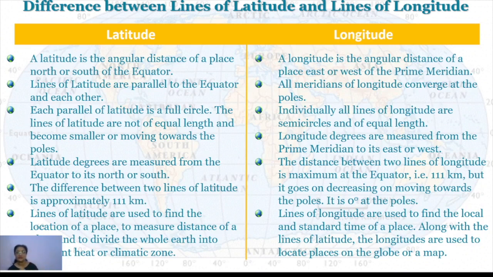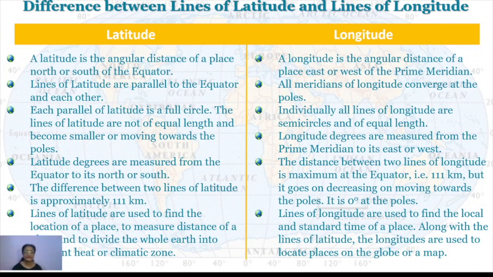But when we talk about the longitudes, the distance between two lines of longitude is maximum at the equator. That distance is maximum over the equator, but when we go towards the pole, the distance decreases. And over the equator, how much is that? It is exactly 111 kilometers.